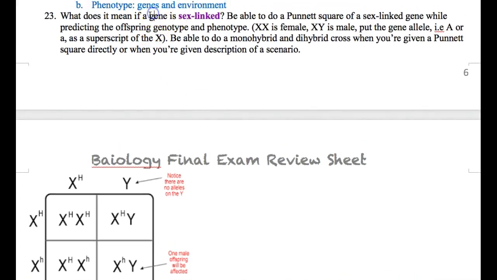What does it mean when something is sex-linked? When a gene is sex-linked, that gene is located on the X chromosome. So instead of being on one of the autosomes, the 1 to 22 pairs, it's on the X chromosomes. So for a female, you get 2 X's, and you get 2 copies of the same gene, 2 alleles. But for a male, since you have X and Y, you only get 1 allele.